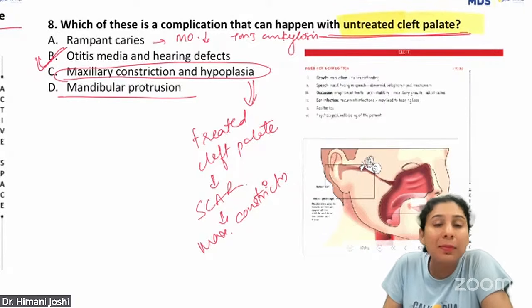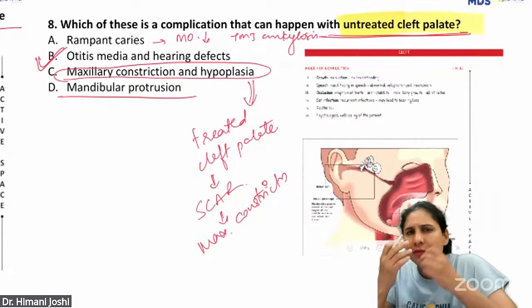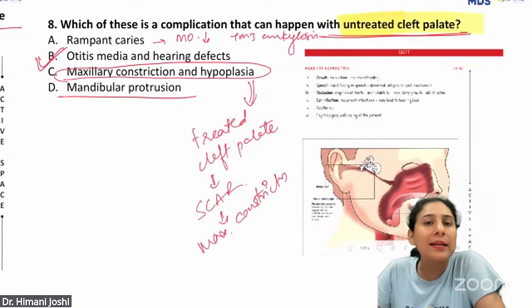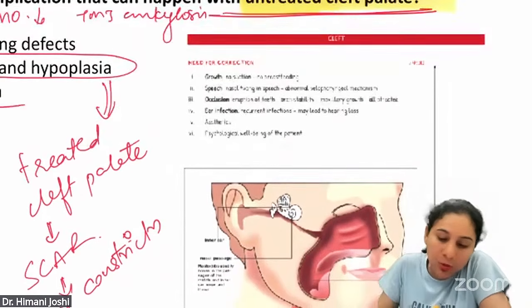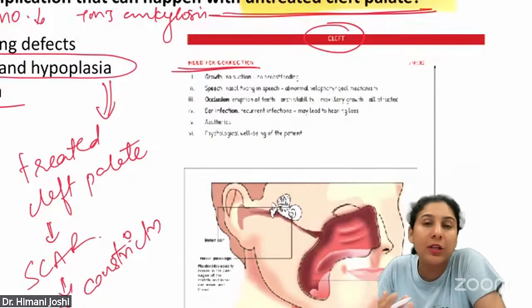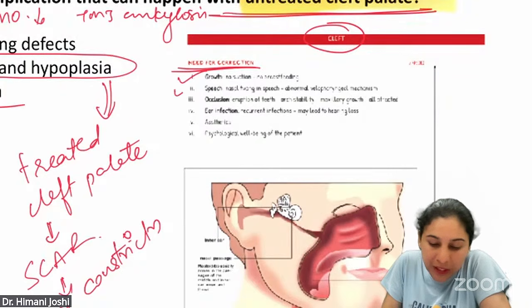And the last one is mandibular protrusion. So why will mandibular protrusion happen in a patient of cleft, right? Cleft is a disease of the midface. So the correct answer is clearly otitis media and hearing defects. Once again, directly from our notes, in the cleft chapter, we have discussed what is the need for correction of cleft. Why should we correct, right? So growth disturbances, speech, nasal twang in speech, occlusion.